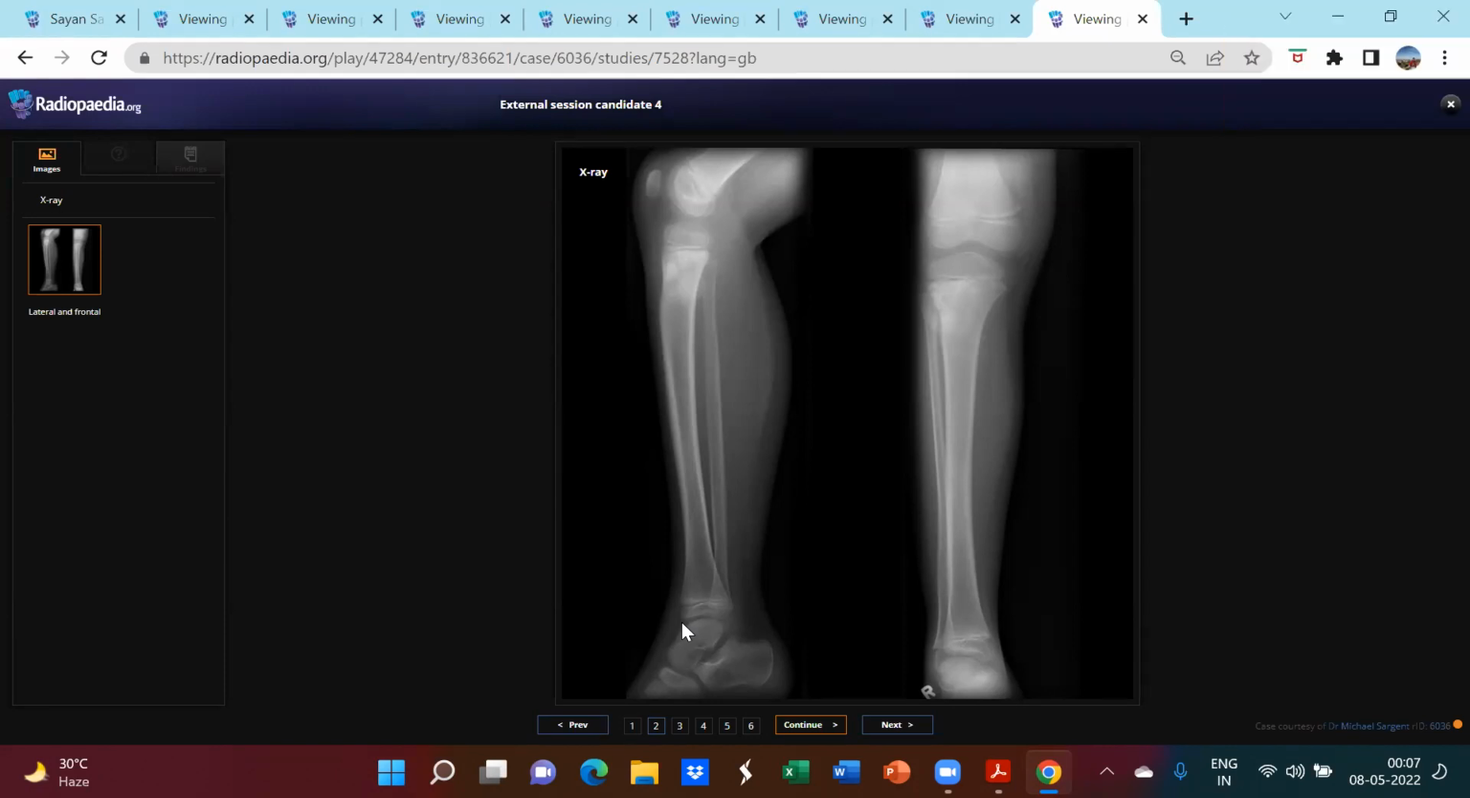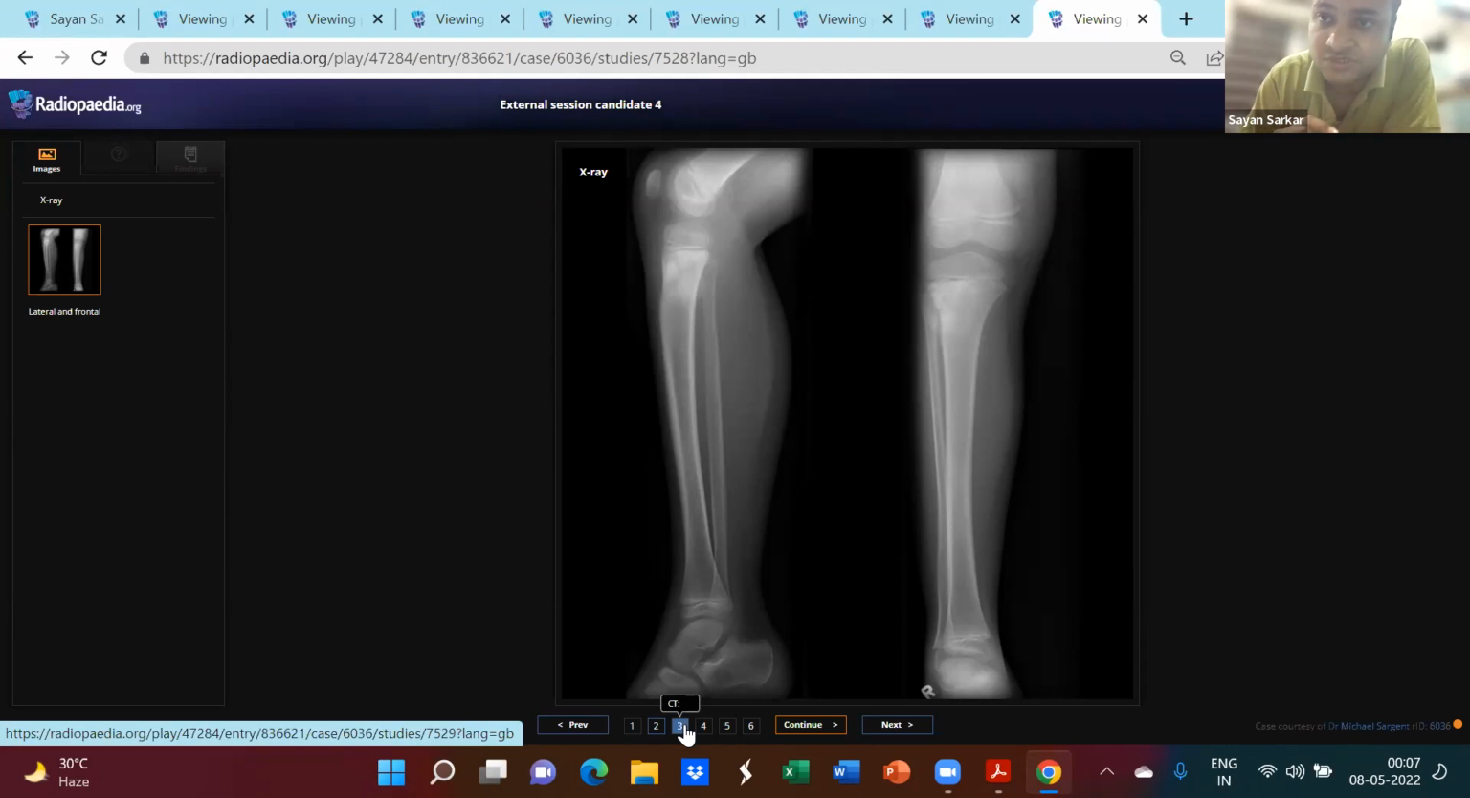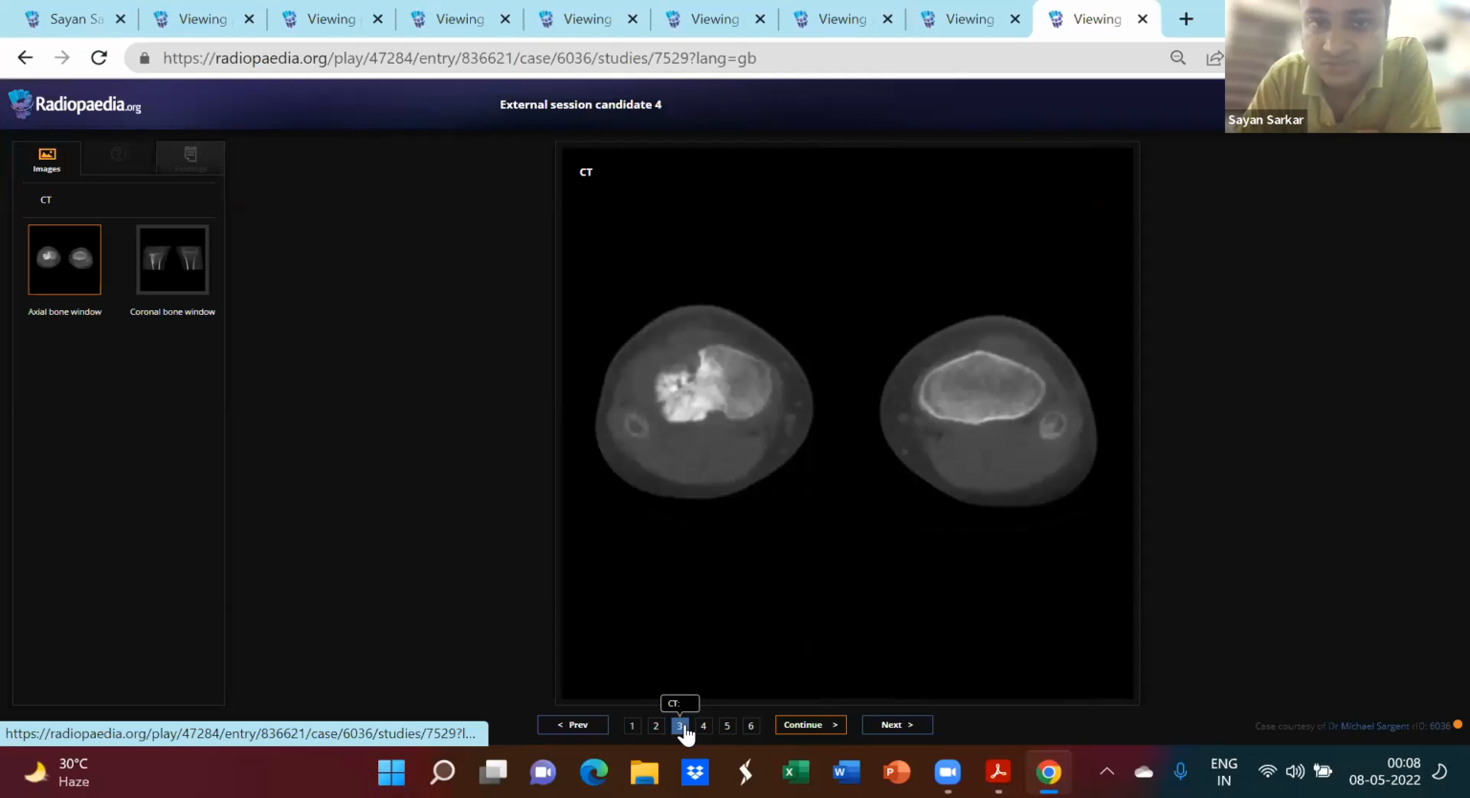Yeah, matrix. So what is the modality that helps you see the matrix? Well, CT can show the ring and arc calcifications in a better way. CT is the modality of choice for the matrix. It need not be calcification. For any matrix, you have to see the CT. Okay, now you can describe.